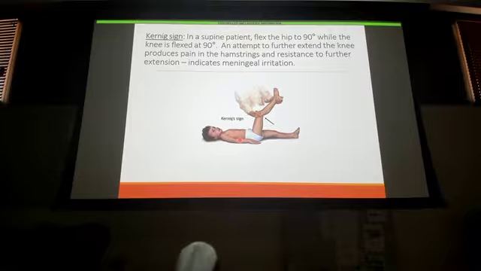So with the Kernig's sign, if you've got somebody lying on their back, you flex their knee and their hip to 90 degrees, right? So the thigh is straight up in the air, and the shin is perpendicular to the ground. Then you try to extend the knee, which would normally make that hamstring tighter. If they have significant pain in the hamstring and in their back, it's a positive Kernig's sign. Or if they simply resist it, they won't even let you do it, that's a positive Kernig's sign.